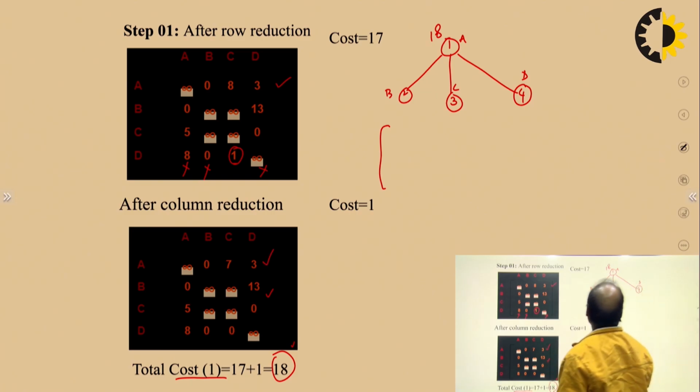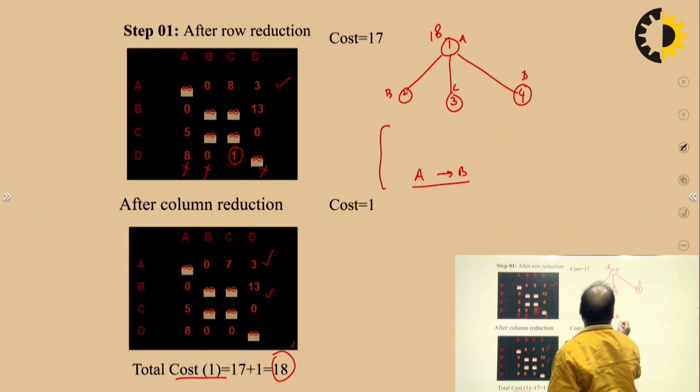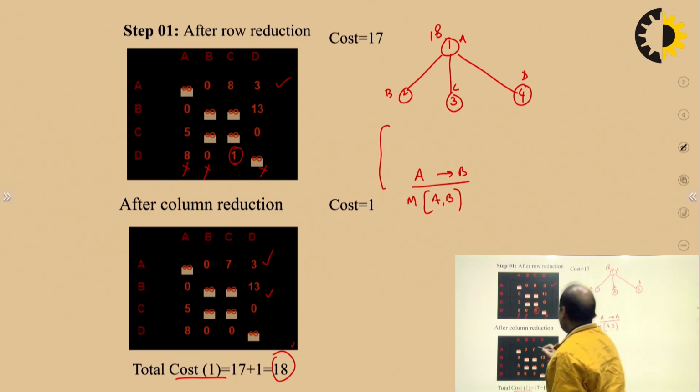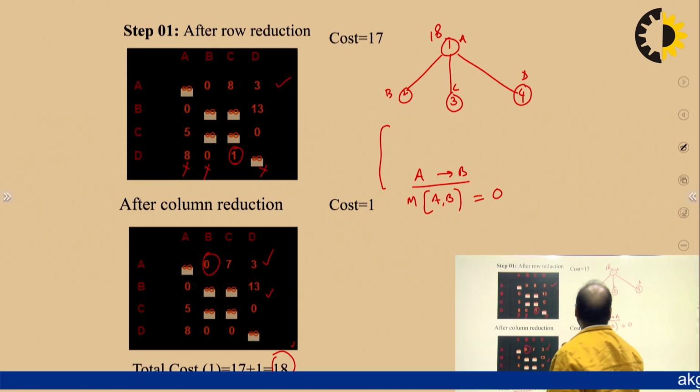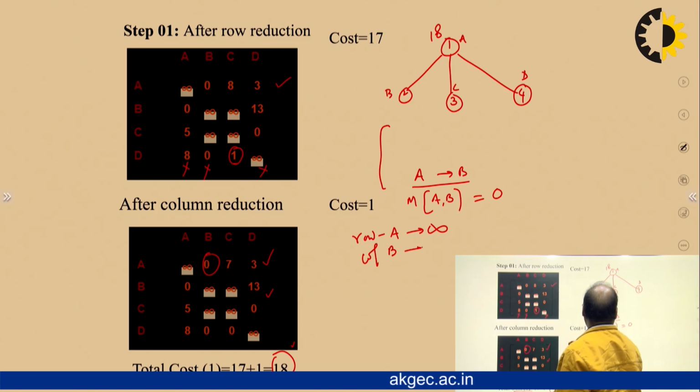Now if you start from A to B, what will happen? In this situation, look at the value of A to B. A to B is going to be 0. You record it as 0. What is the next step? Make row A infinity, because we are interested in A to B, and column B infinity, because this is the transformation.